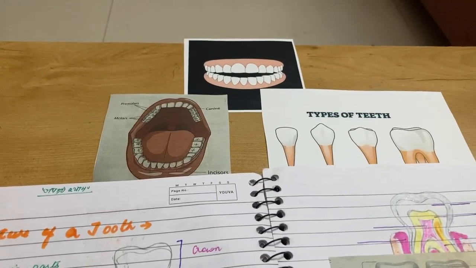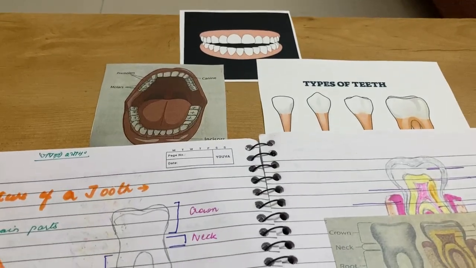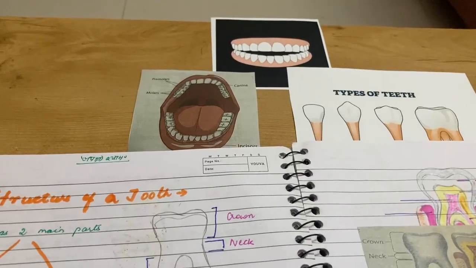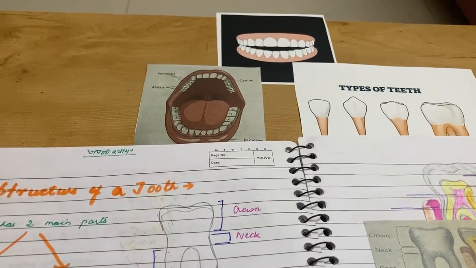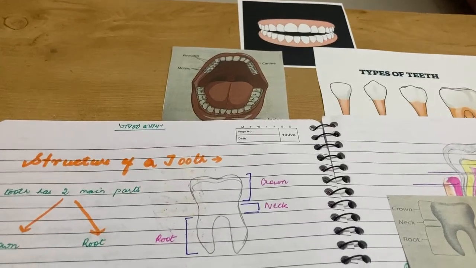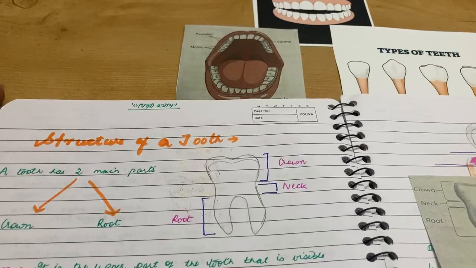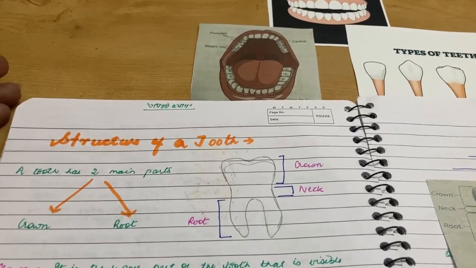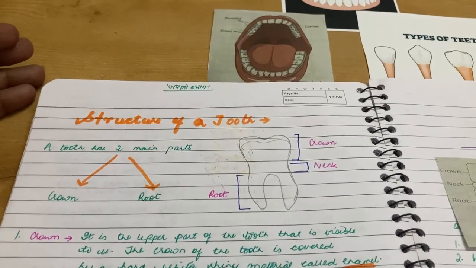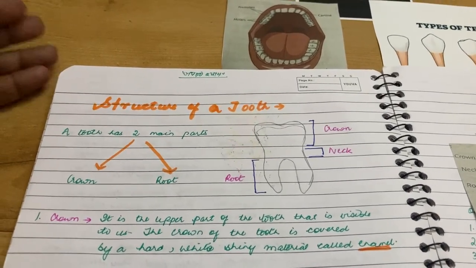Then by the age of 6, the process of the milk teeth falling starts, and they are replaced by permanent teeth, which are 32 in number. This process of teeth falling and being replaced by permanent teeth is completed by the early teenage, which is 13 to 14 years. And in an adult, we have a total of 32 teeth.